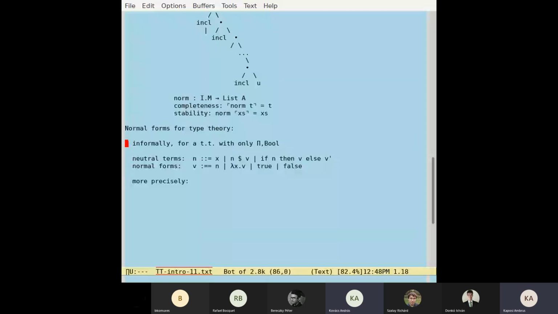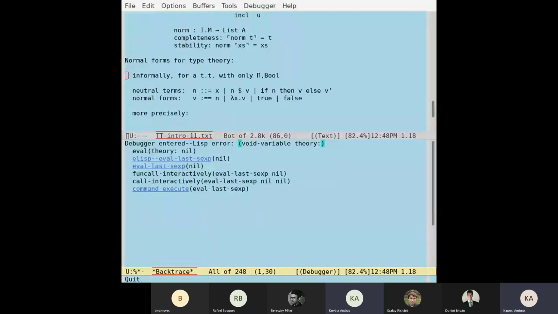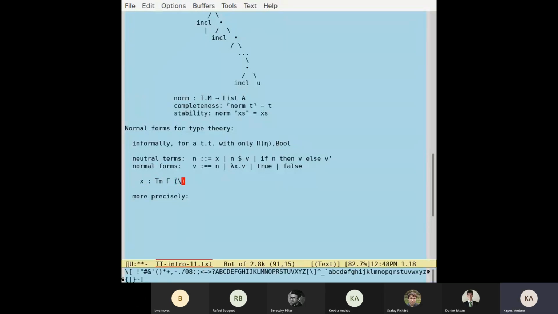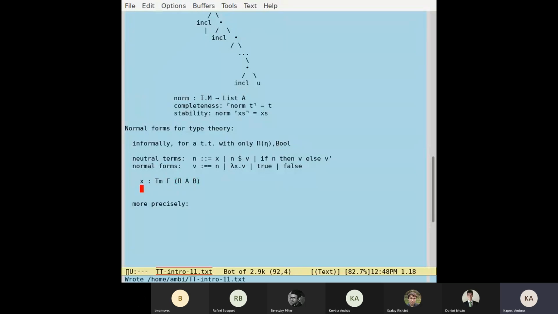Okay, so maybe it's a bit maybe eta. Yes, yes. So there's only a problem if pi has eta. So if it has an eta law, then there are too many normal forms. Let's just see what the too many normal forms are. So for example, let's say we have a variable x, which has type pi a b in some context.